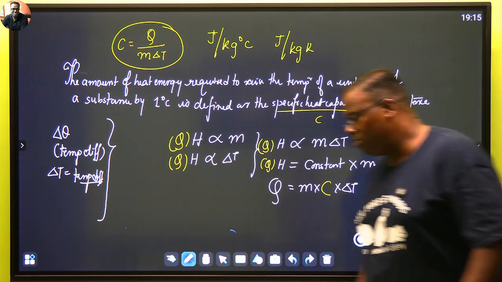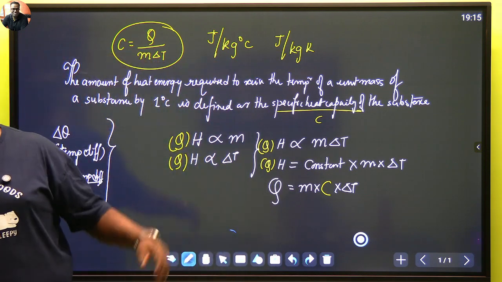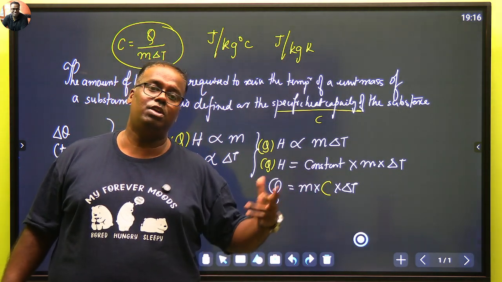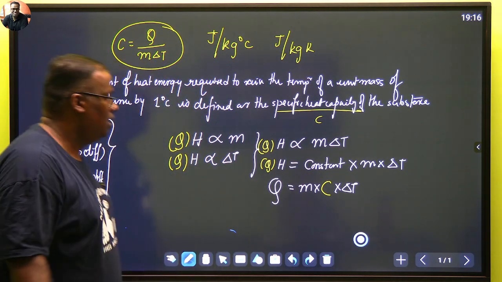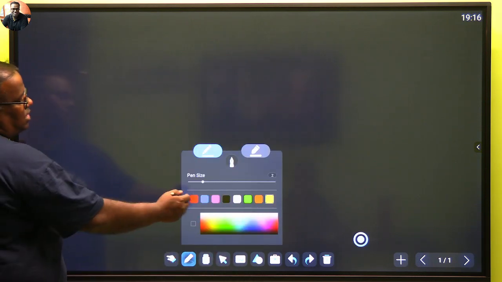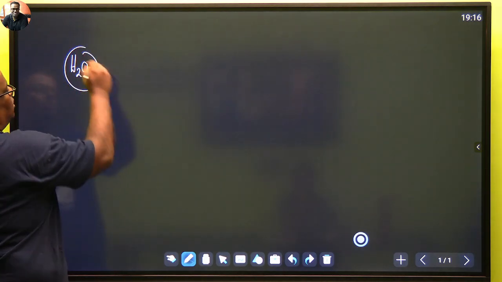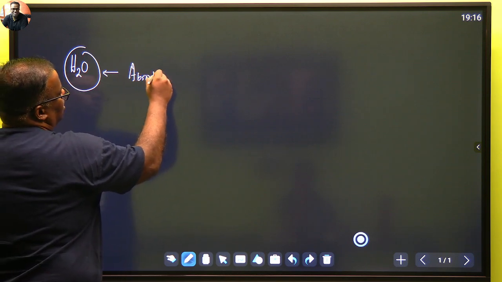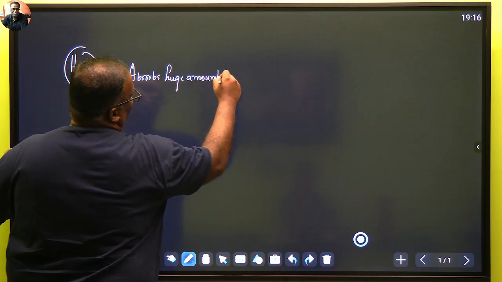Why is this so? Because, sir, every body has a different heat absorbing capacity. Based on the heat absorbing capacity, we say that for the same mass of two bodies, there will be different amounts of heat required to raise their temperature by 1 degree centigrade. Is this understood? Now, what is the implication of this? To understand the implication of this, we take something like, say, water, H2O. Now, water is something which absorbs a huge amount of heat.